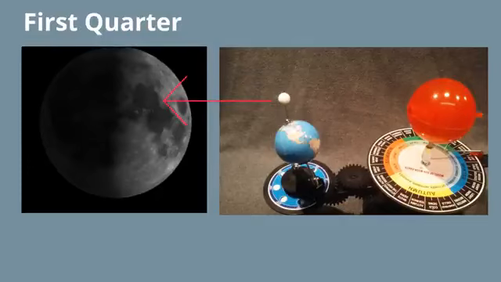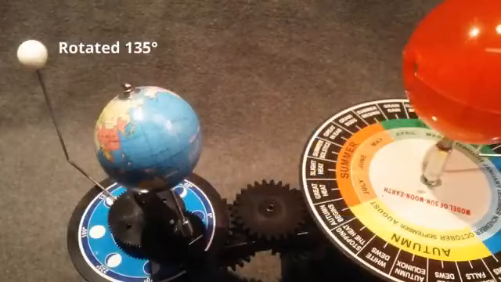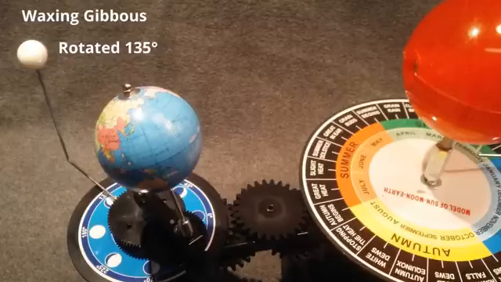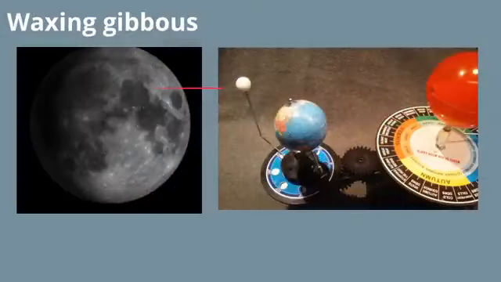In an additional 3.5 days, it has now traveled 135 degrees and is at waxing gibbous. Check out this alignment. Gibbous is the shape, and remember, waxing means the light portion is growing.